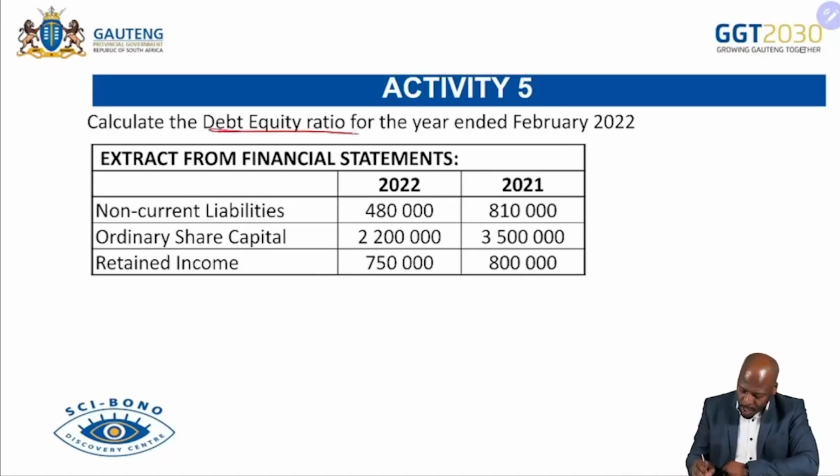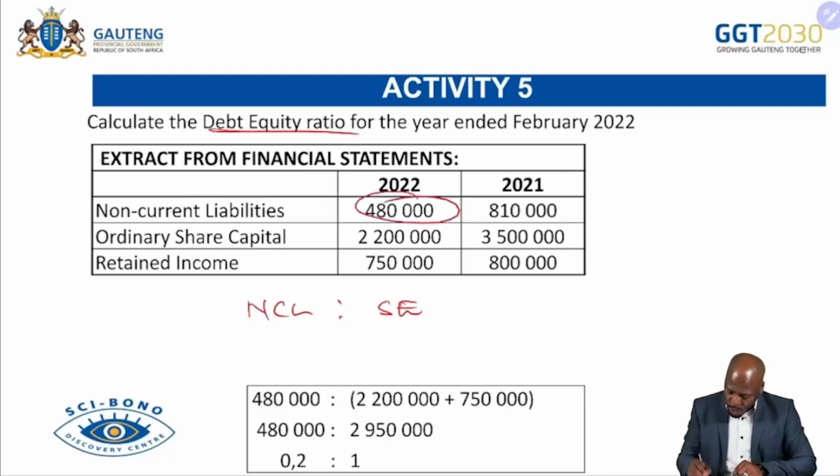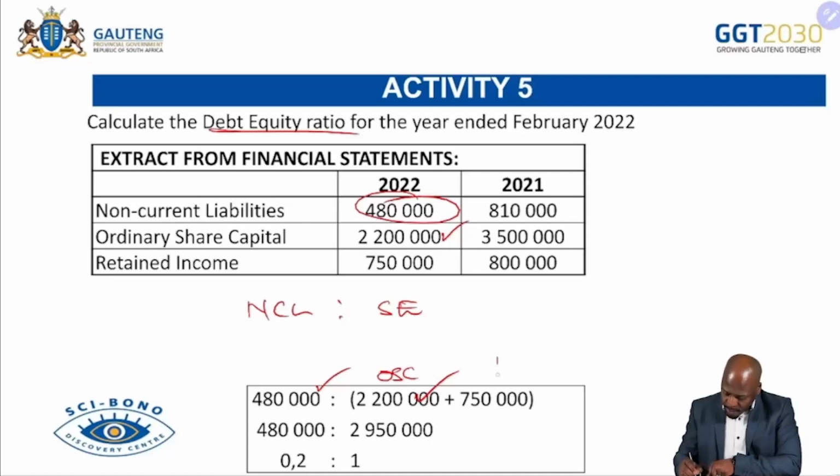Debt equity ratio. So we're going to calculate the debt equity ratio, and then it is your non-current liabilities as to shareholders' equity. Your non-current liabilities, it is your long-term loan. There it is, your 480. But when you come to your shareholders' equity, remember, it is your ordinary share capital, which is your 2.2 million, which is what you see here, plus your retained income. Remember, note 7 and note 8, which is your 750, which is what you then see here. So if I then add these two, I end up now with 2,950,000.